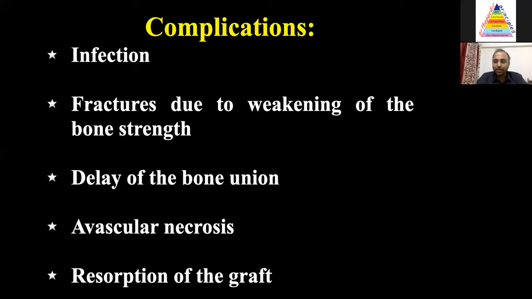So if the union average time is 6 to 9 months for the metaphyseal part, and the diaphyseal part is around 9 to 12 months. If it doesn't unite, you have to put bone graft in these cases. So, delay in union. Again, the contributing factor is chemotherapy. All these patients are treated with adjuvant chemotherapy, so it also inhibits union.